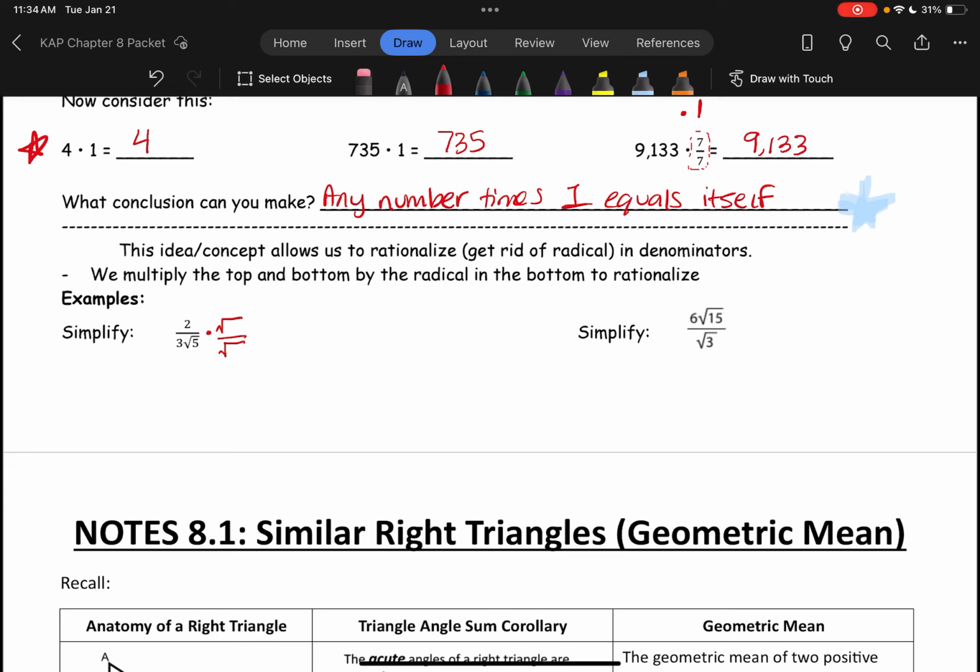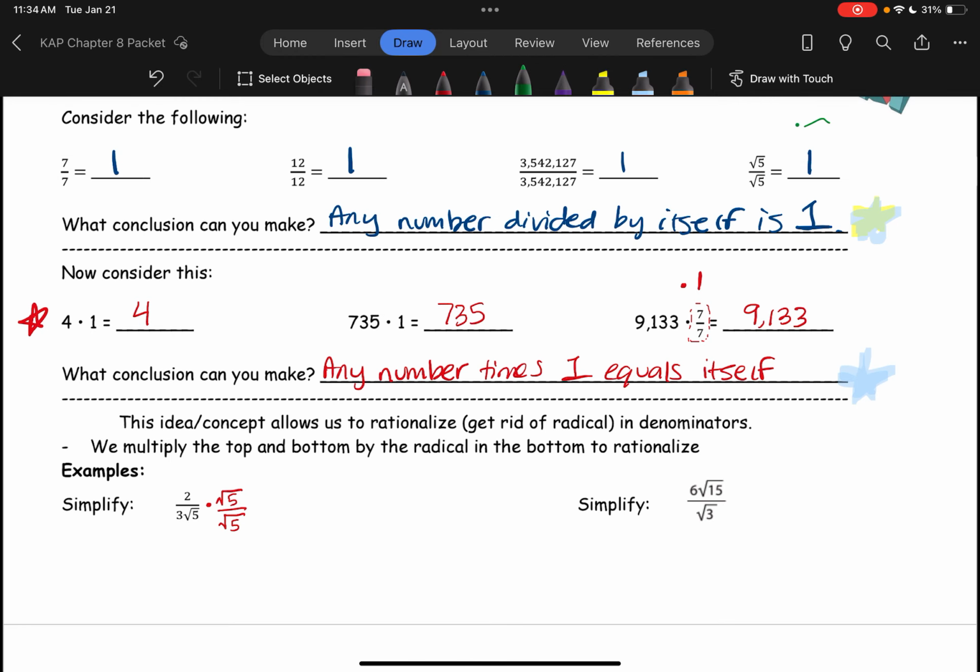The square root in the denominator is the square root of 5. So what we're going to do is multiply the top and bottom by the square root of 5 over the square root of 5, right? Recall from earlier that the square root of 5 divided by the square root of 5 is just 1. So all we're really doing here is multiplying by 1, which isn't changing this numerically. But this works to our advantage, because on the top I have 2 times the square root of 5.